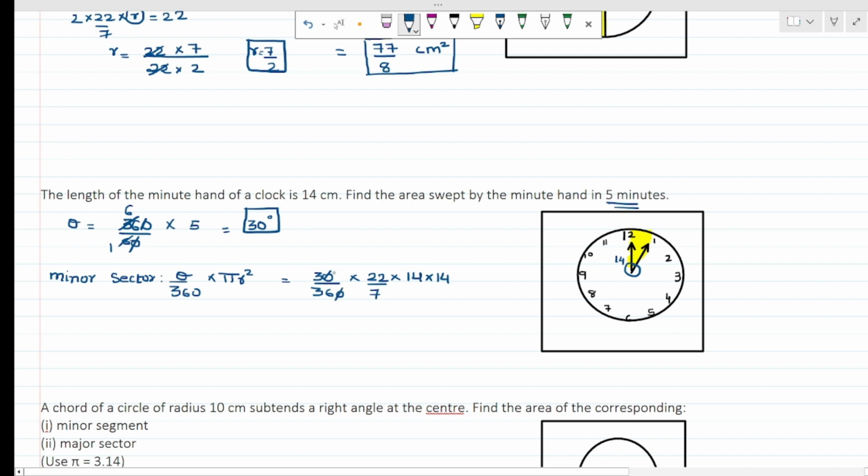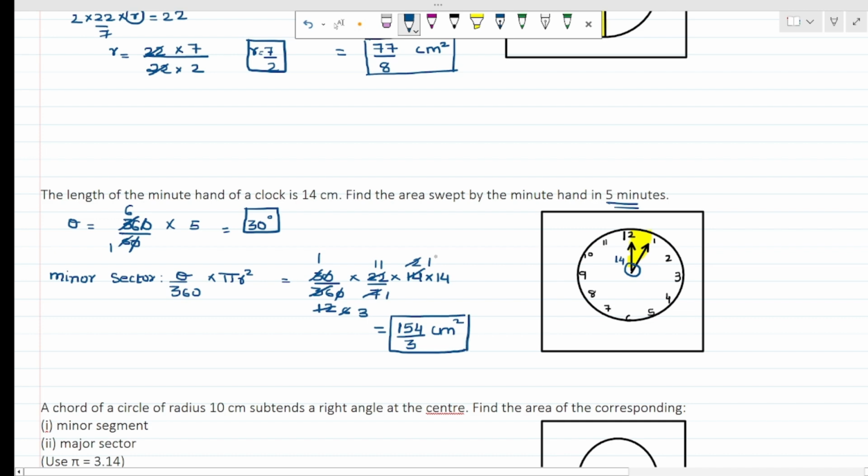This 0 is getting cancelled. 3 ones are 3 and 3 12s are 36. 7 ones are 7, 7 twos are 14, 2 ones are 2, 2 6s are 12, 2 3s are 6, 2 11s are 22. Now, what I got? 11 into 14 upon 3. 11 times 14 gives me 154 upon 3 centimeter square. So, my answer is 154 by 3 centimeter square.